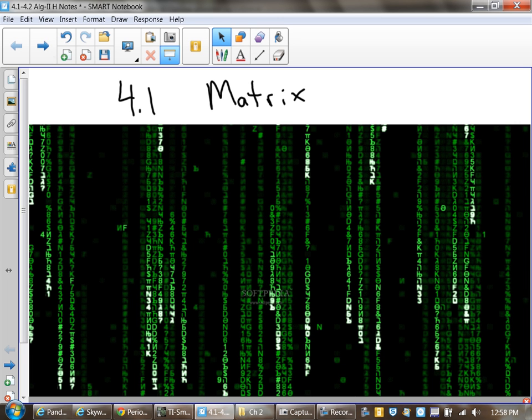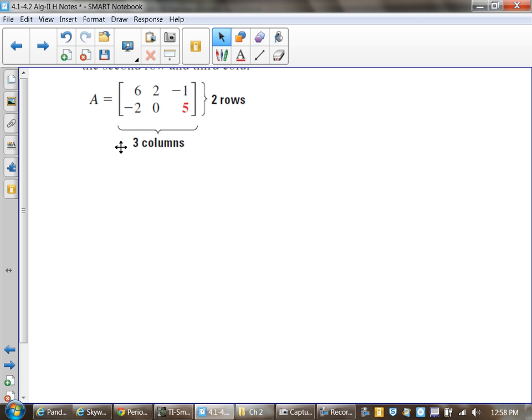Matrices. So let's talk about them. What a matrix is, basically, is a way of collecting data.